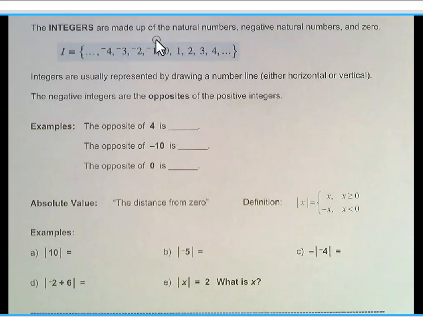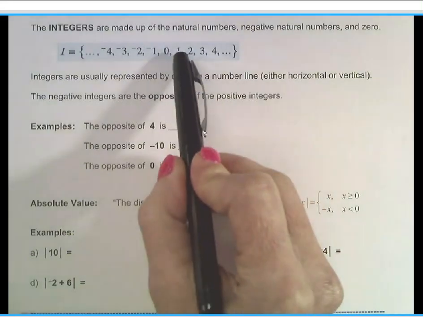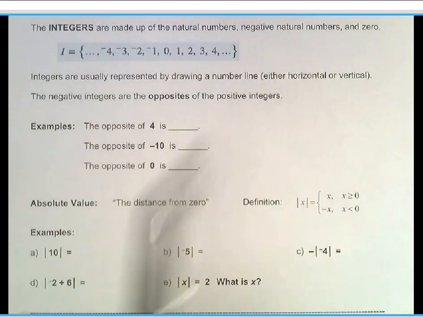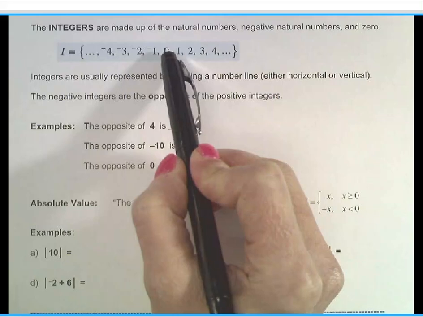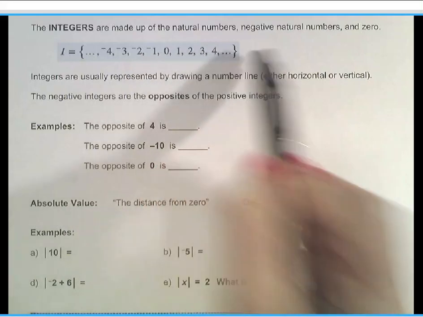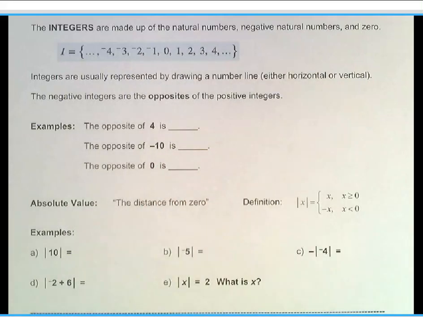Up to this point, we have looked at two number sets. We've looked at the natural numbers, which would be the numbers 1, 2, 3, 4, etc. And we've looked at the whole numbers, which is 0, 1, 2, 3, 4, etc. So those have only dealt with positive numbers. So now's the time that we actually need to start talking about negative numbers.